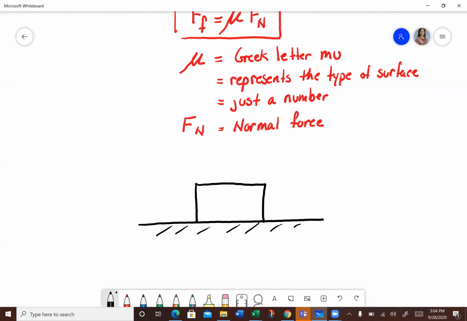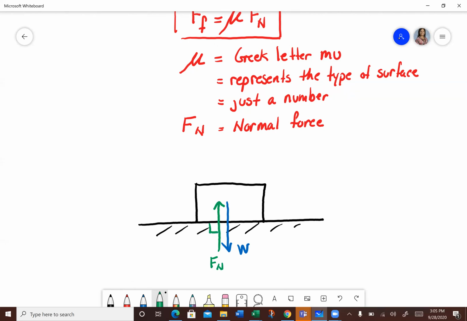And so far we have three forces, right? So we had the force of gravity or weight acting straight down. Our normal force was acting straight up. And that is perpendicular to the surface.